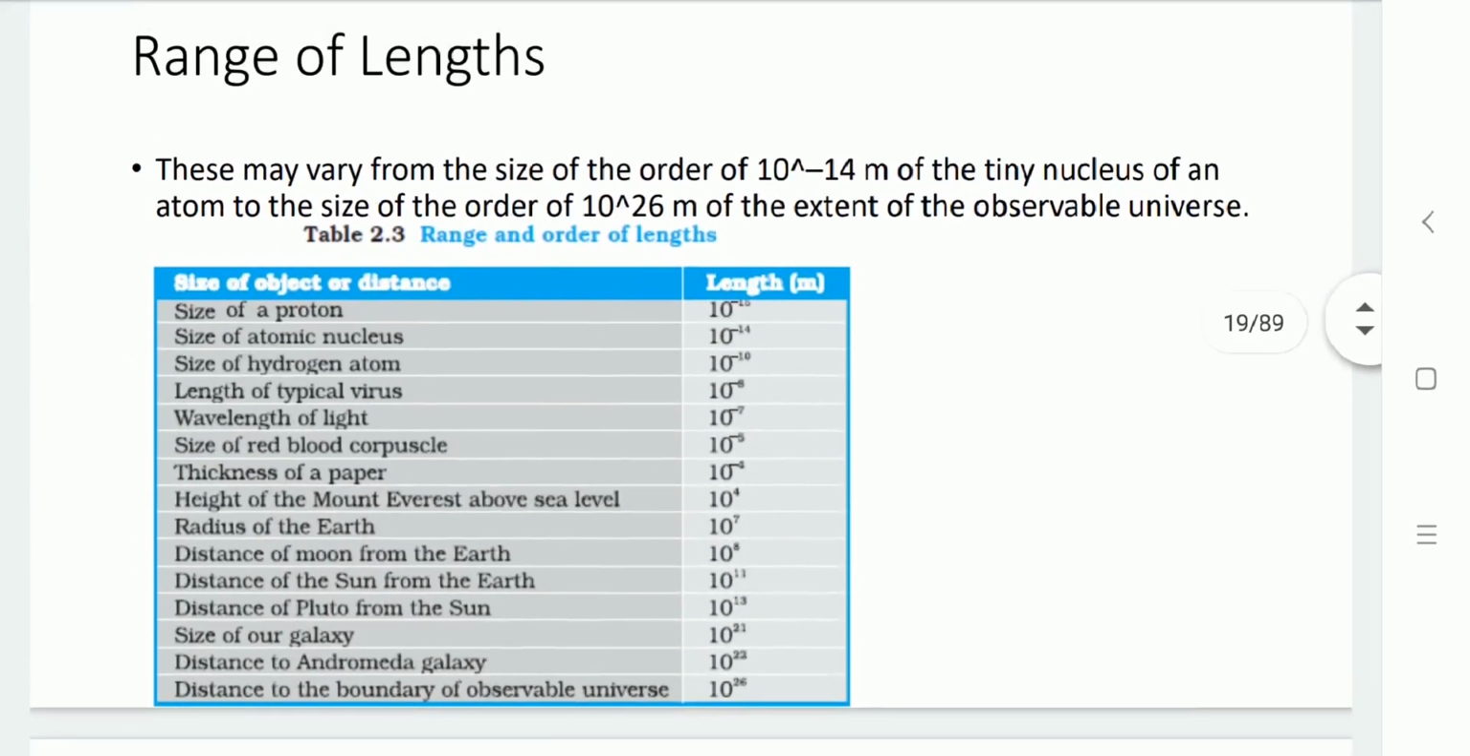Here the range of lengths is given. If you look from bottom to top, the maximum length available is the boundary of the universe which is observable till now, that is in the order of 10 raised to 26 meter, and the minimum size measured till now is the size of a proton, that is in the order of 10 raised to minus 15 meter. So this is how this range is available. Different devices measure different objects of different sizes, which till now we are able to measure from maximum to minimum.